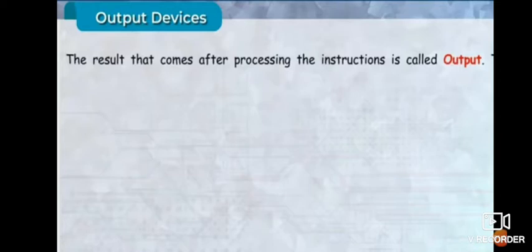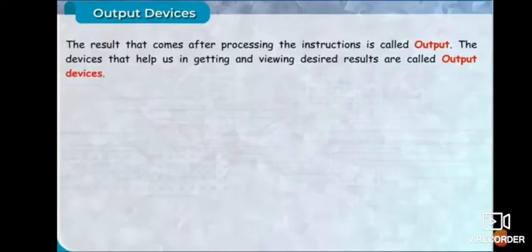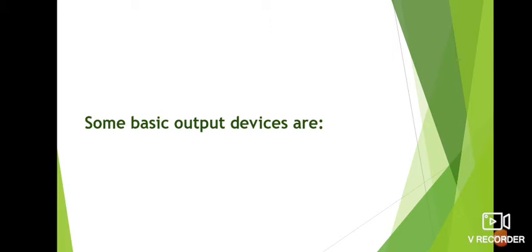The devices which help us in getting or viewing those results are called output devices. So we give input through input devices and we get output through output devices. Very simple. Now let's read some basic output devices.